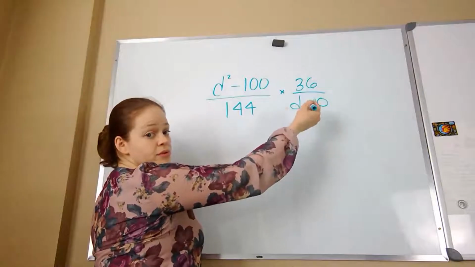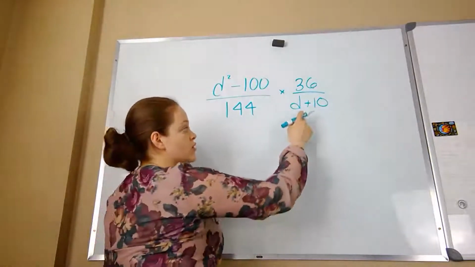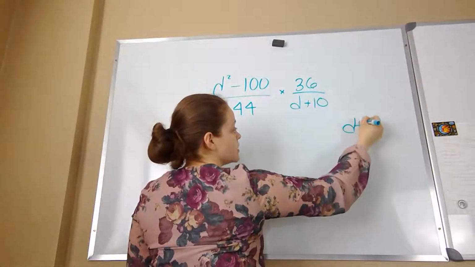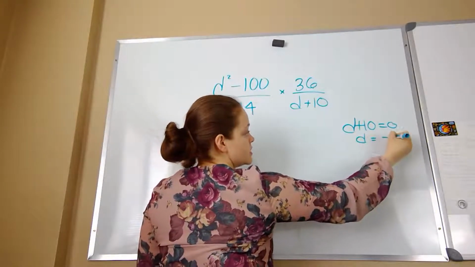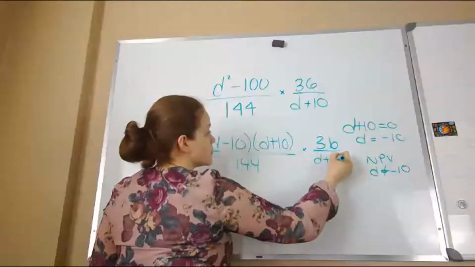For example, right here. So you have d plus 10, so you have d plus 10. So when is it 0? It's 0 when d is negative 10.